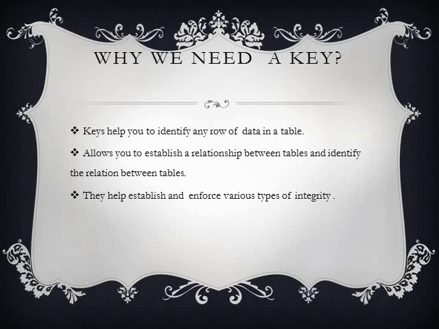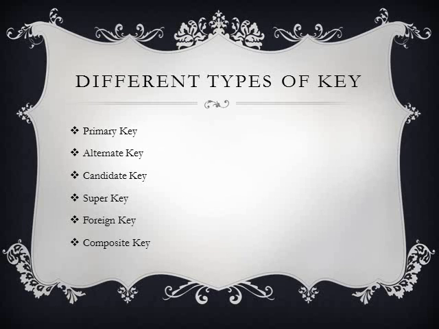Next topic, why we need a key. Keys basically help you to uniquely identify any row of data in a table and establish a relationship between tables, and they enable you to ensure that a table has unique records and that the fields you use to establish a relationship between a pair of tables always contain matching values. These are different types of keys. We'll discuss them one by one with an example.